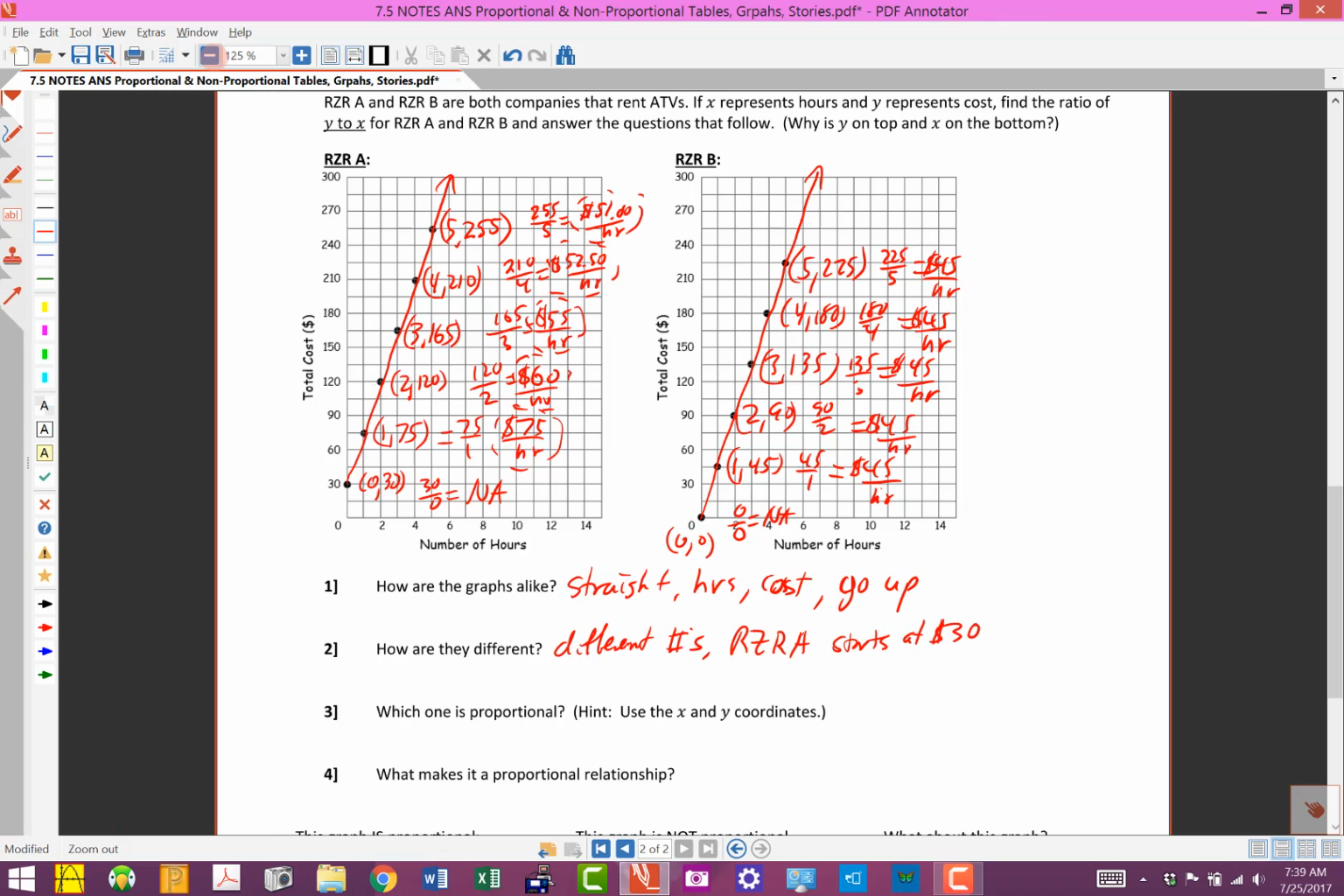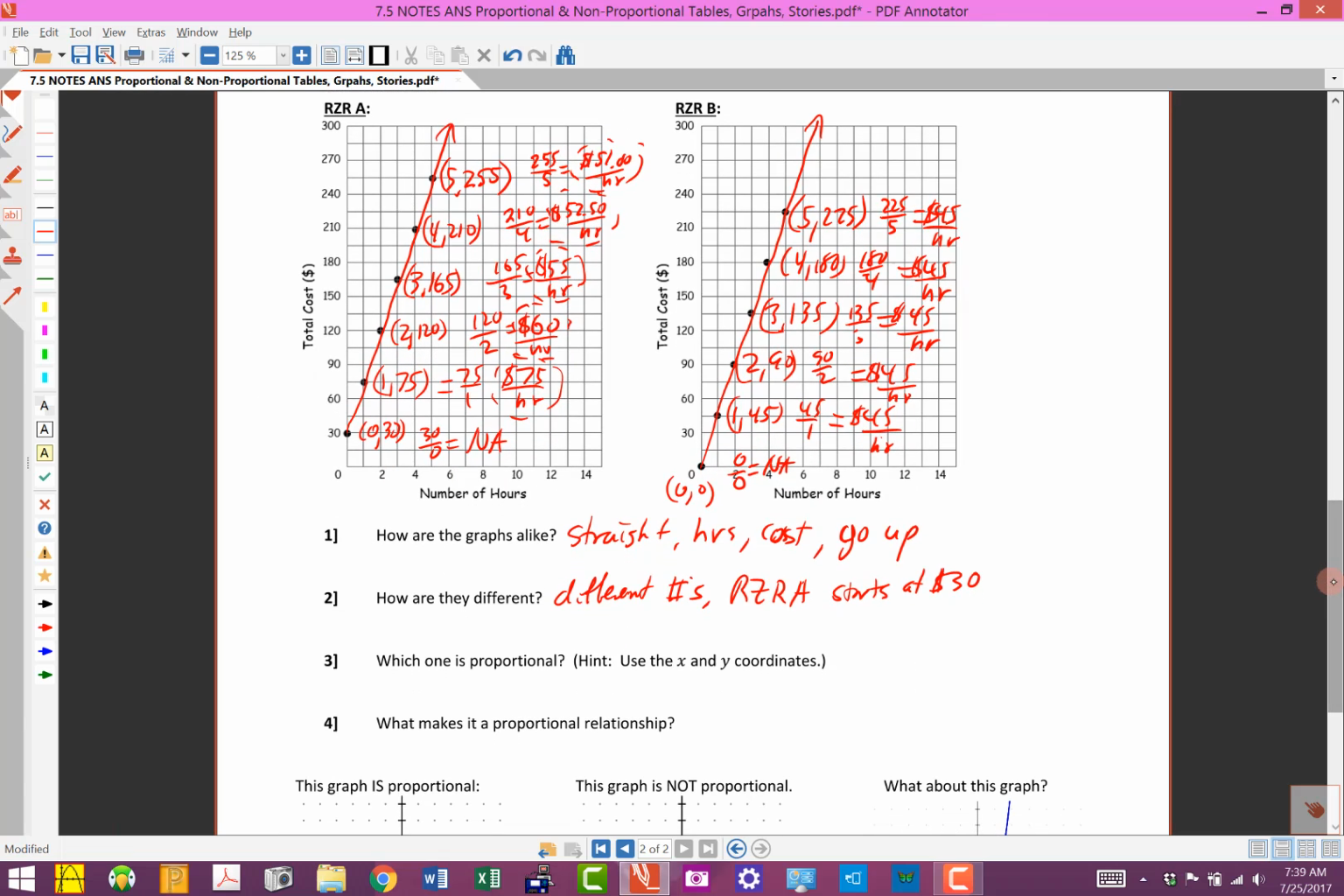Now, which one is proportional? Well, they both look very similar, but again, remember what proportional means. Proportional means that they're going to be equivalent ratios, and that the y over x ratio, they're all going to be equivalent. And on this one right here, they are all different like they were on the other side. This is the one that's proportional, okay? So Razor B is the one that's proportional. So this one right here is proportional, this one right here is not.